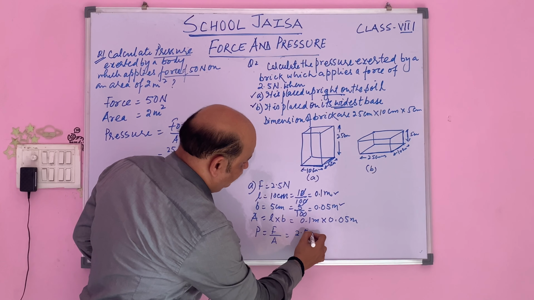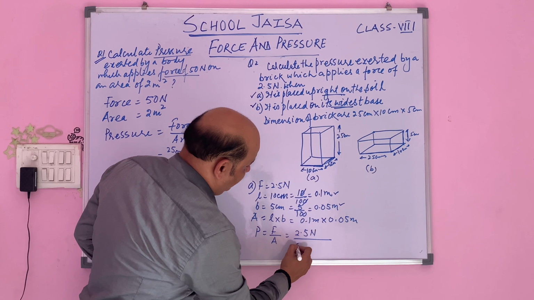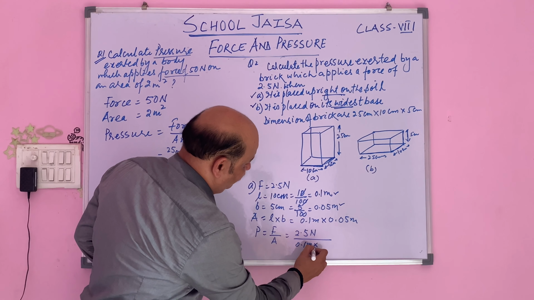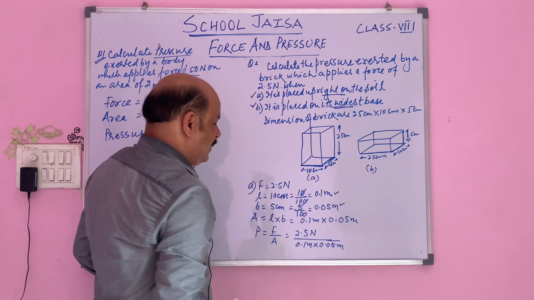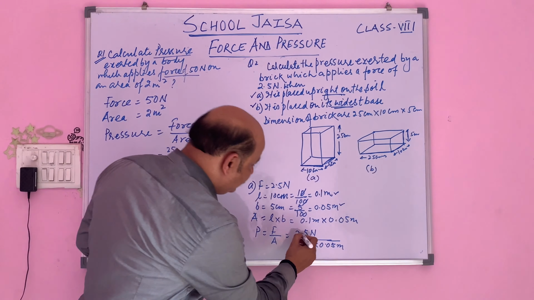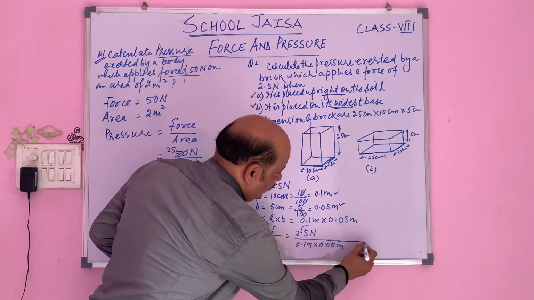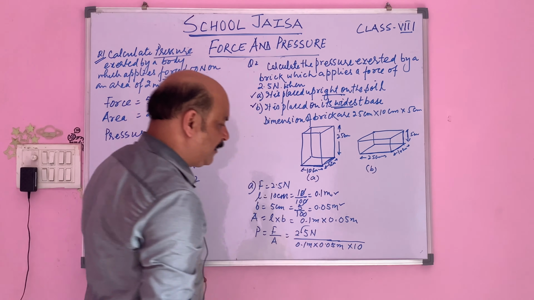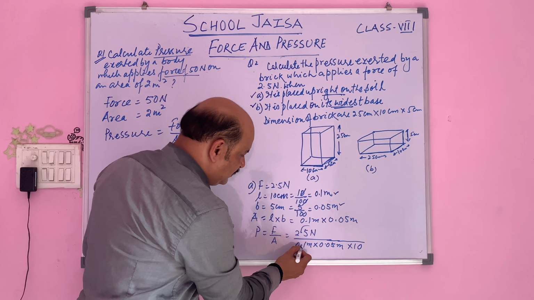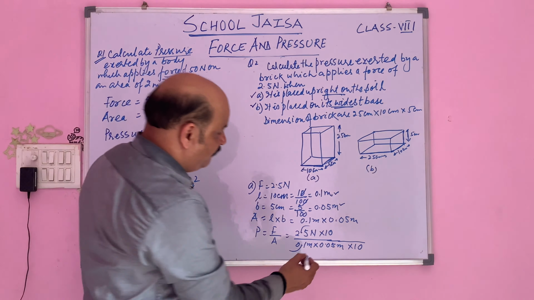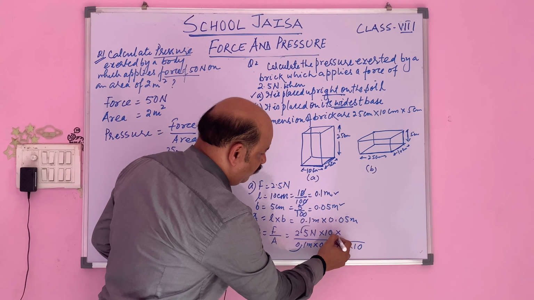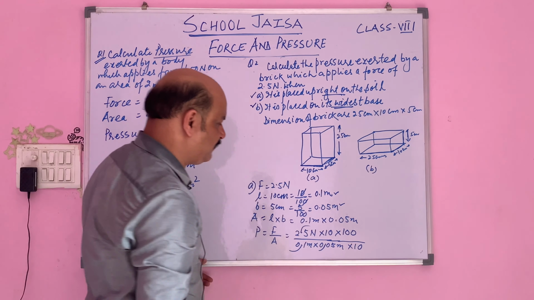Here we are going to keep the force as 2.5 Newton. Here we are going to take 0.1 meter and 0.05 meter. Now when we remove this decimal from here, 10 will come in the form of 10. When we remove this decimal from here, 10 will come in the form of 10 over here. When we remove this decimal from here, 2 zeros will come in the form of 100.